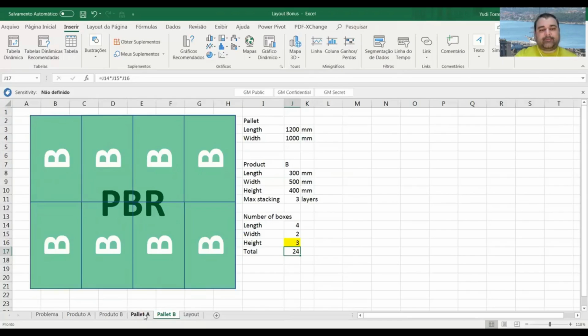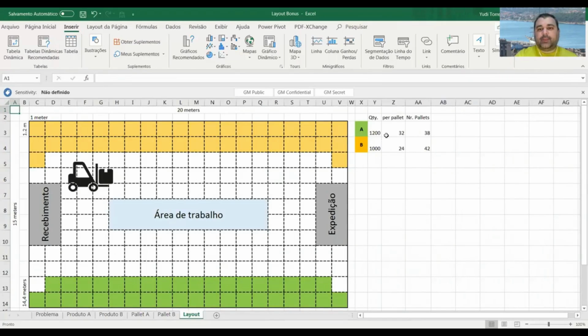Then after I have the pallet dimensions and the information of number of boxes per pallet, I can go for the layout. What I do here is I have a number of boxes of each product that I'm going to receive. And I know that I'm going to receive 1,200 boxes of product A and 1,000 boxes of product B. And so I divide these numbers by the number of boxes per pallet, and I have the number of pallets. So I need 38 pallets for product A and 42 pallets for product B.